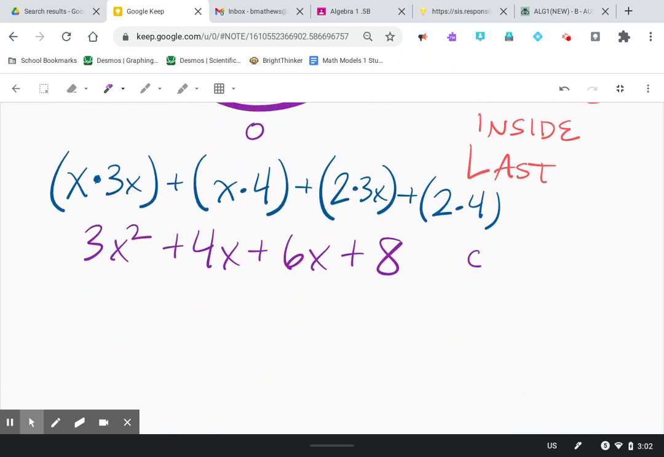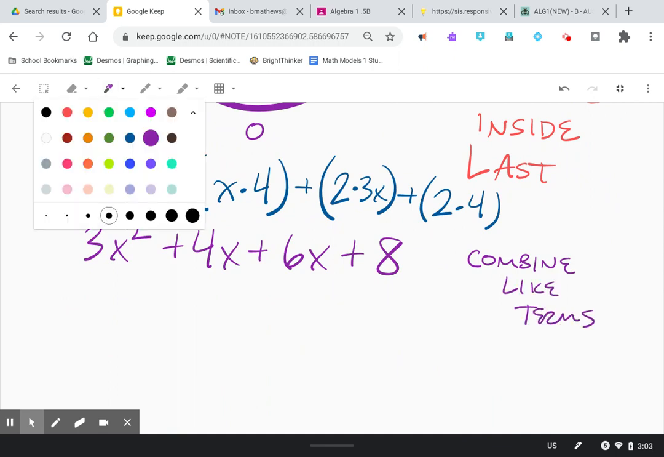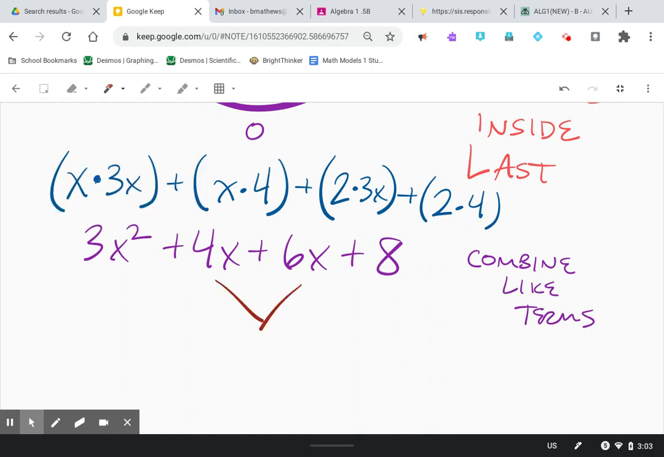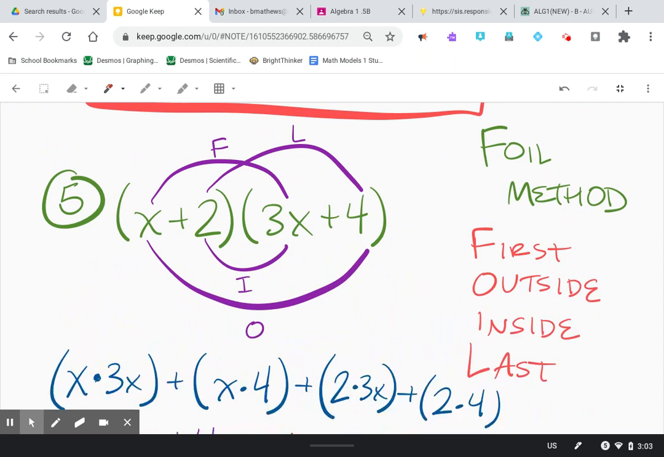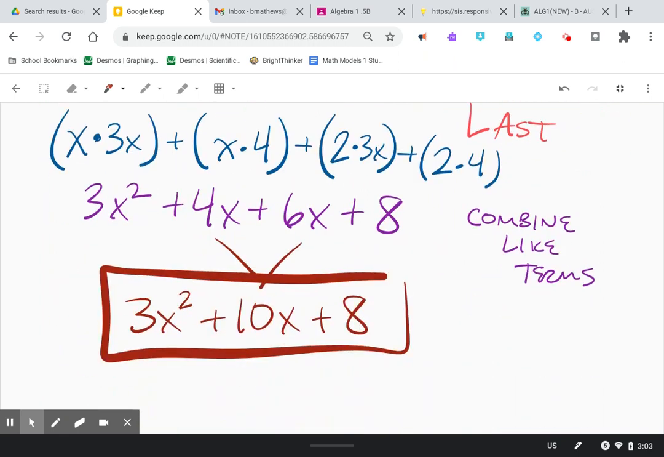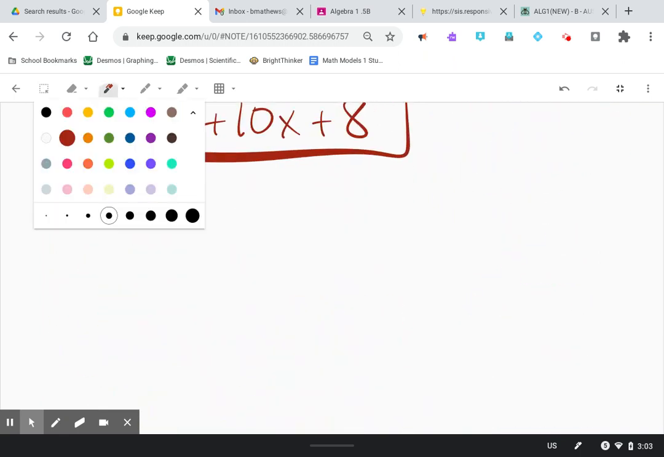And then I do combine like terms, if possible. In this case, that means I'm going to combine these terms. So it's going to be 3x squared plus 10x plus 8. So just to kind of go back, I did the first terms, the outside terms, the inside terms, and the last terms. In a sense, I'm distributing the x, and I'm distributing the 2. Now, there were no negatives in this, so let's look at an example where there are negative numbers involved.